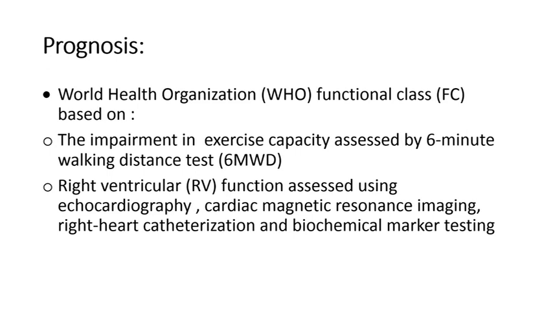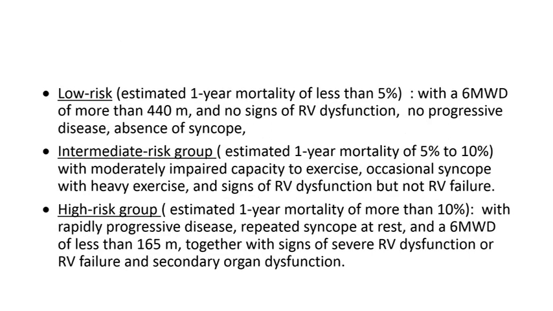So a 6 minutes walking test in a corridor, a long corridor, we ask the patient to walk for 6 minutes as fast as he can, and we assess the walking distance of the patient. According to this walking distance done by the patient in 6 minutes, the prognosis will be different. And the right ventricular functional assessment using echocardiography, cardiac magnetic resonance imaging, right heart catheterization, and biochemical marker testing.